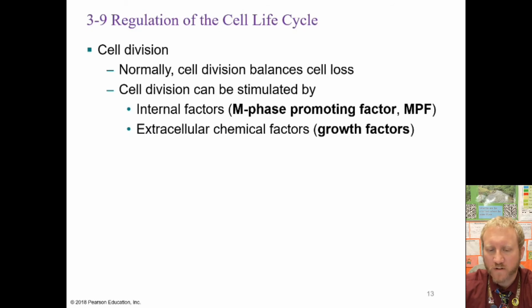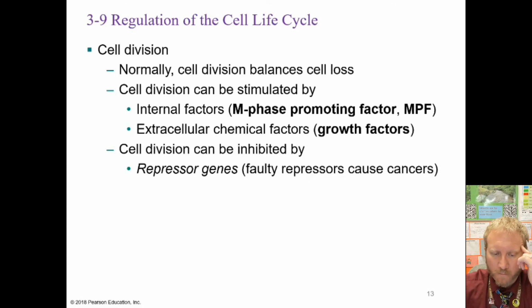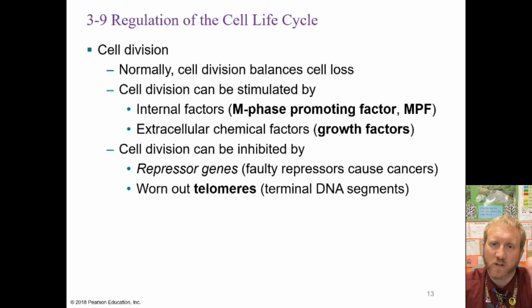Cell division can be stimulated by internal factors or extracellular chemical factors, like growth factors, certain factors that are released at the site of an injury because of inflammation or something like that, that can trigger cell growth and things like that. It can be inhibited by repressor genes that stop the cell division based on certain chemical cues that the cell is receptive to during G1 or G2, in between that synthesis phase. It can also be inhibited by telomeres. That's basically what determines when a cell is supposed to die. It's basically an end point, and each time the cell divides, that telomere gets shorter and shorter and shorter. Once it disappears, then the cell can no longer replicate, and then you go through apoptosis.